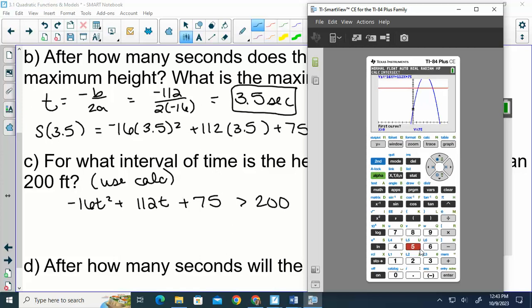Okay, you can't do the greater than 200 off here. What we did is we went to y2 and made that 200.